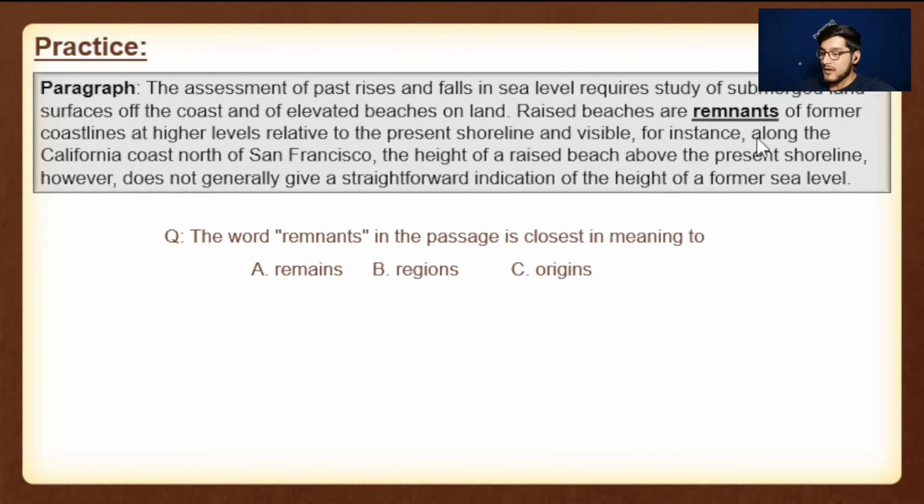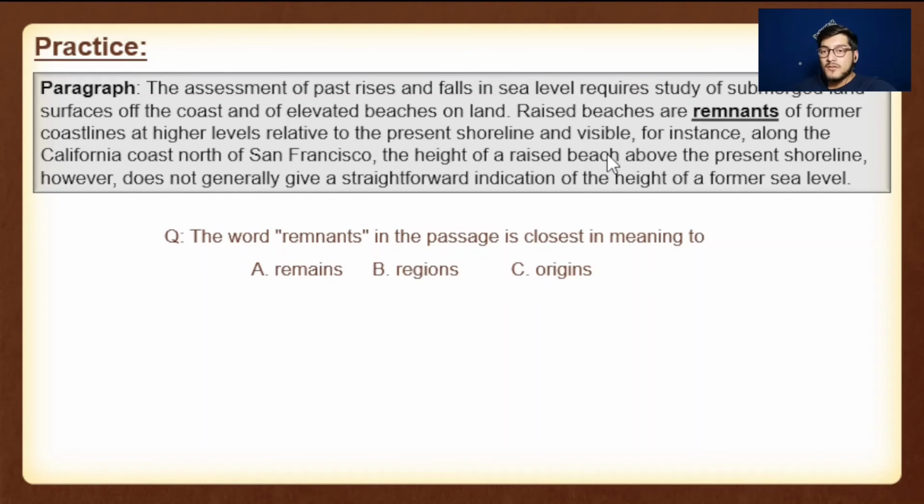We are going to just locate the highlighted word, so it's in the second line, and we are going to start reading from the start of this sentence, not from the start of the paragraph, because there may be information that we do not need to understand. The information that we are looking for is usually in the sentence itself. So the raised beaches are remnants of former coastlines at higher levels relative to the present shorelines and visible. The information that we are looking for is only in the raised beaches or remnants of former coastlines. Why? Because within these few words, we have all the information we need in order to answer this question.